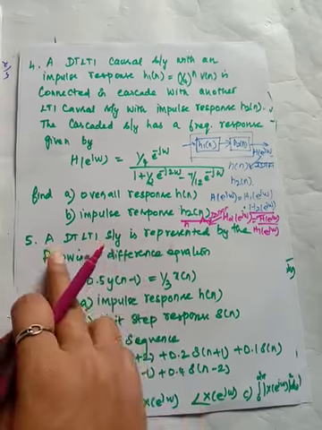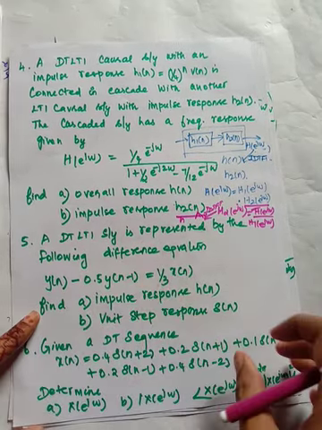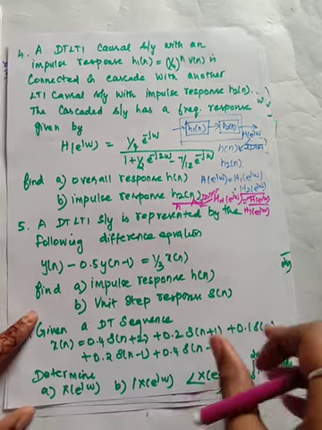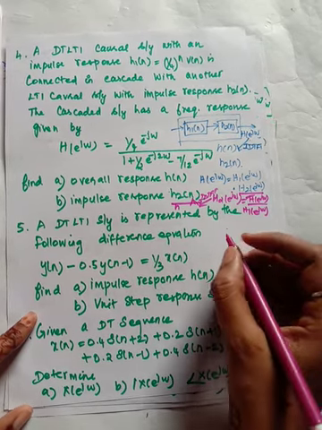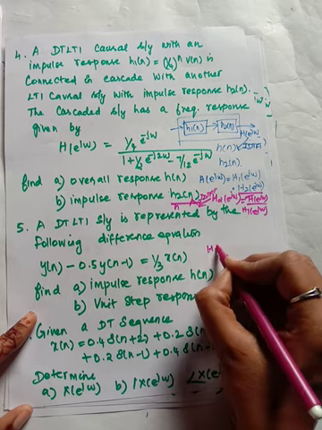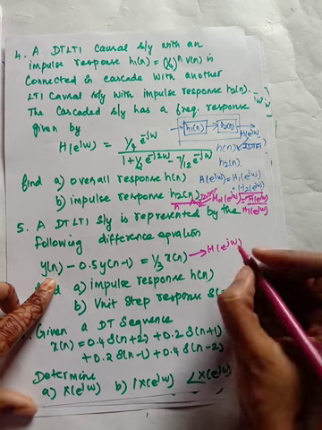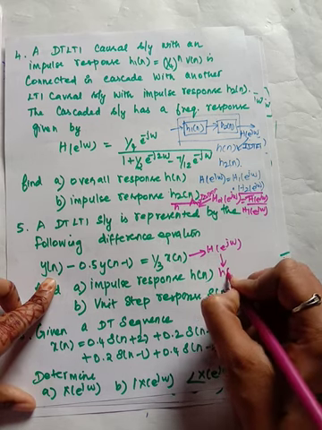Okay. The second problem: a discrete LTI system is represented by this difference equation. Find the impulse response and unit step response. In order to find the impulse response, you will find H(e^jω) from this equation. Then you will find h of n.